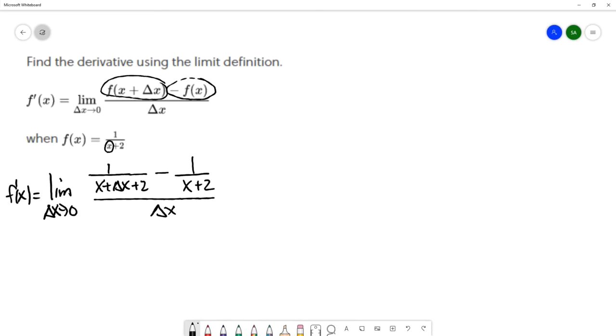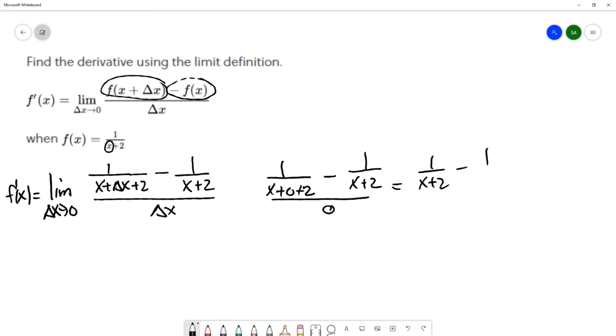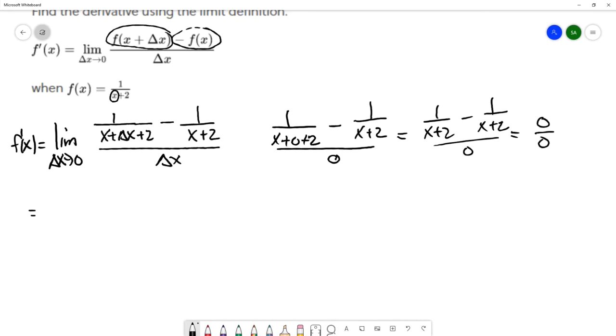Now, if we were able to apply direct substitution right now, we would get 1 over x plus 0 plus 2 minus 1 over x plus 2 over 0. And that would give 1 over x plus 2 minus 1 over x plus 2 over 0, and that's 0 over 0. Now, division by 0 is undefined, but it is an indication that we can do some algebra simplification to this limit and be able to calculate that limit after the simplification. Because of the way that this expression is listed as a complex fraction, fractions within a larger fraction, I'm going to use the strategy of clearing fractions to find this limit.